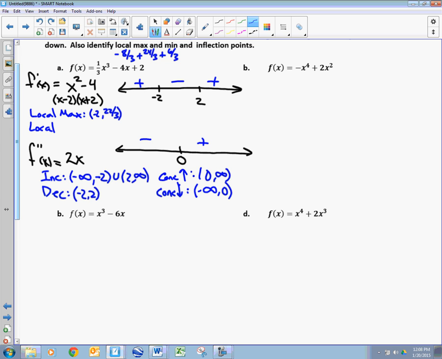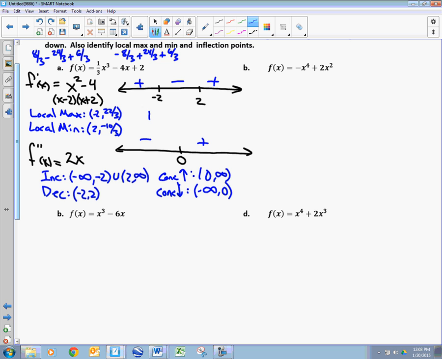A local min, yes. A local min happens where the derivative is equal to 0 and it's concave up. Where's the derivative equal to 0 and it's concave up? At 2. Plug in 2 and we get 8/3 minus 24/3 plus 6/3, which is negative 10/3. So that was at 2 and negative 10/3.